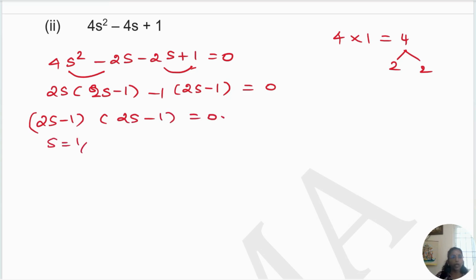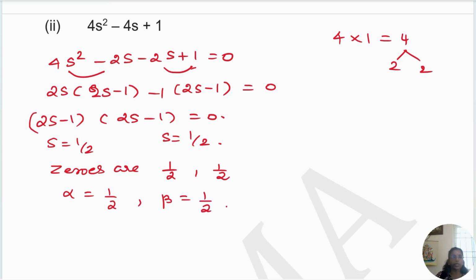So s is equal to 1 by 2. Here also s is equal to 1 by 2. So our zeros are 1 by 2 and 1 by 2. So alpha is equal to 1 by 2 and beta is also 1 by 2 in this case. And for the verification process, list your values a, b, c. So a is 4, b is minus 4 and c is plus 1.